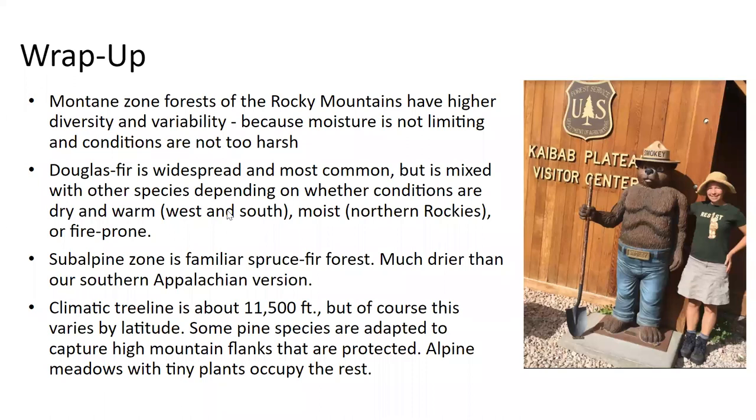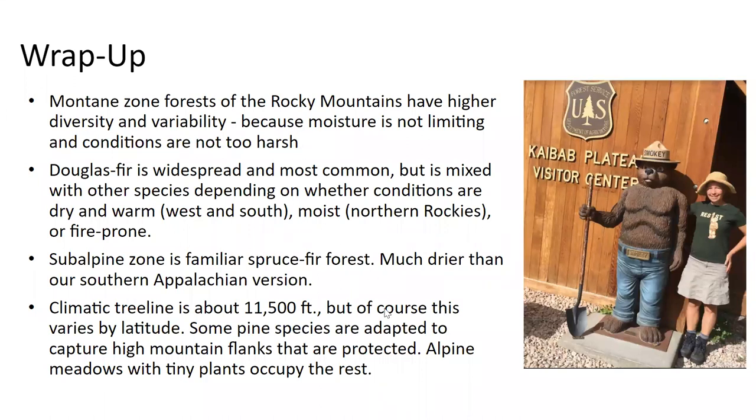So just a quick wrap up here. Generally speaking, montane zone forests of the Rockies have a higher diversity and more variability. And that's because moisture is not limiting and the conditions are not terribly harsh. So it's not that alpine zone. Douglas fir, Pseudotsuga menziesii, is the most widespread and common species, but it's mixed with other species depending on whether conditions are dry and warm, in which case those species go west and south, moist, if we're talking about the Northern Rockies, or fire prone, if we're talking about the eastern side that's fire prone.